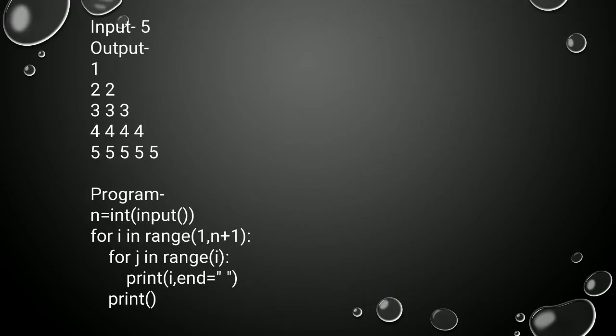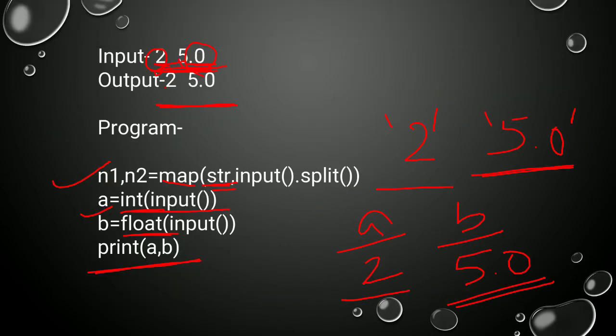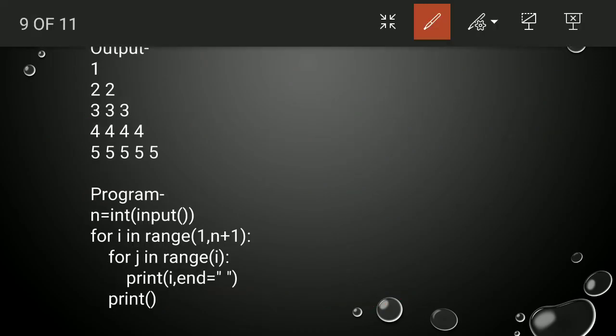The next question is this pattern. This is an important one. So what's our input? If we give the input equal to 5, we want the output to be 1, then 2 2, then 3 3 3, then 4 4 4 4, then 5 5 5 5 5, that is, 5 five times. Okay, so this is the pattern we want.